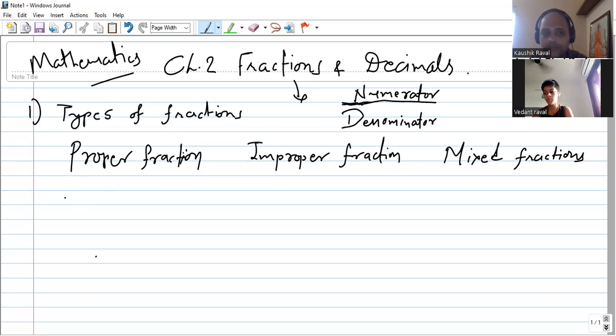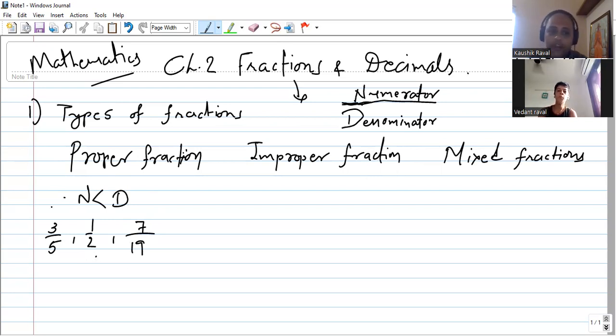So proper fraction, what is the definition of proper fraction? Where the numerator is always smaller than denominator. Right? Examples are 3 by 5, 1 by 2, 7 by 19, etc. Where the numerator is less than denominator.